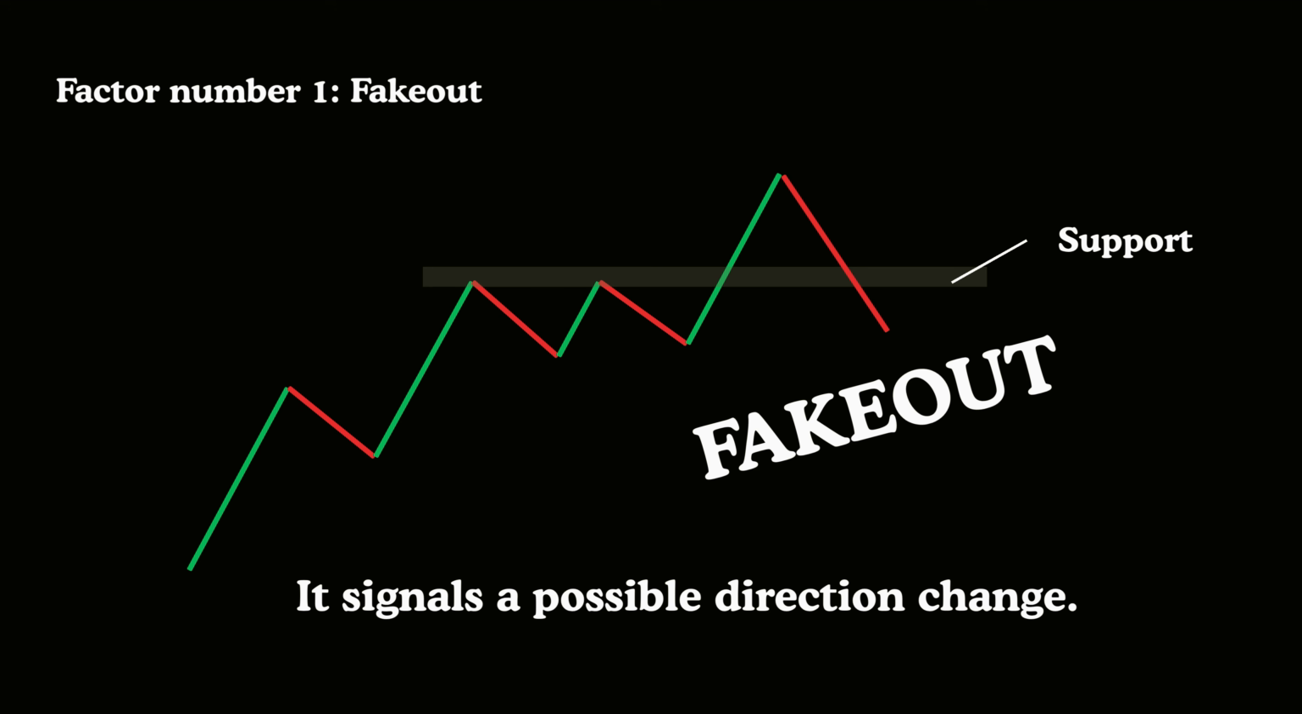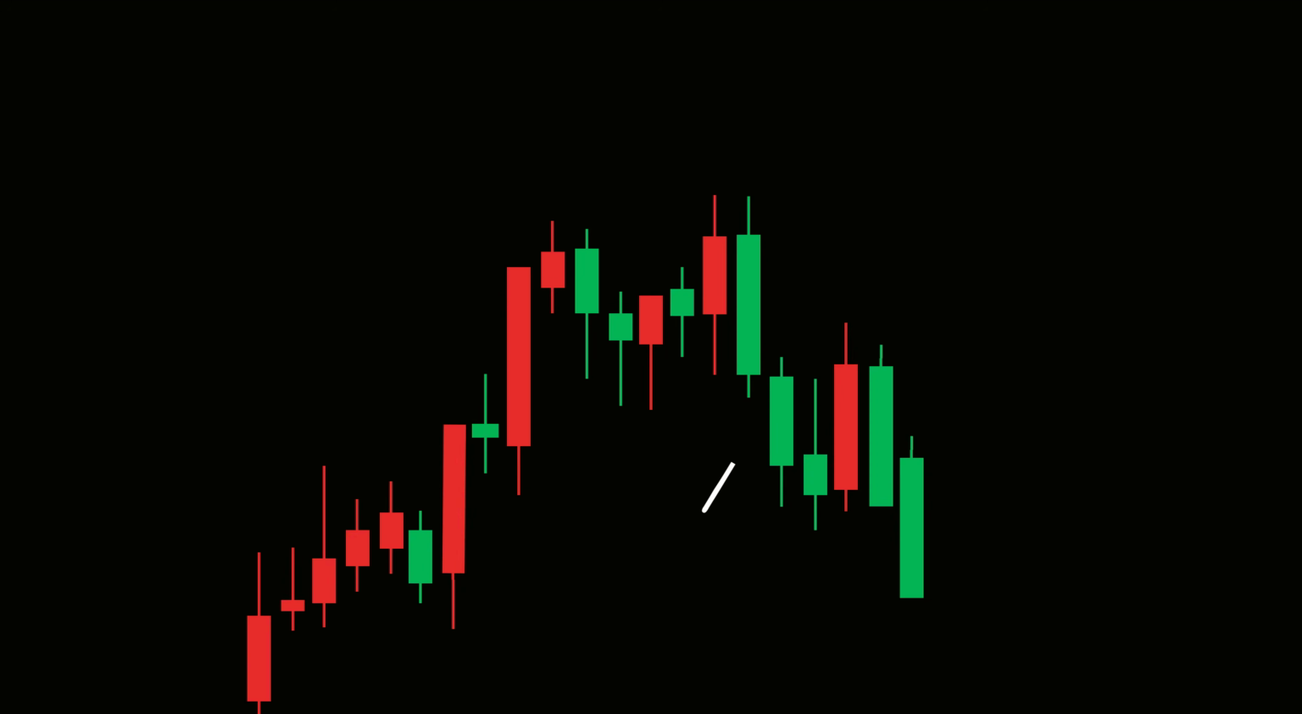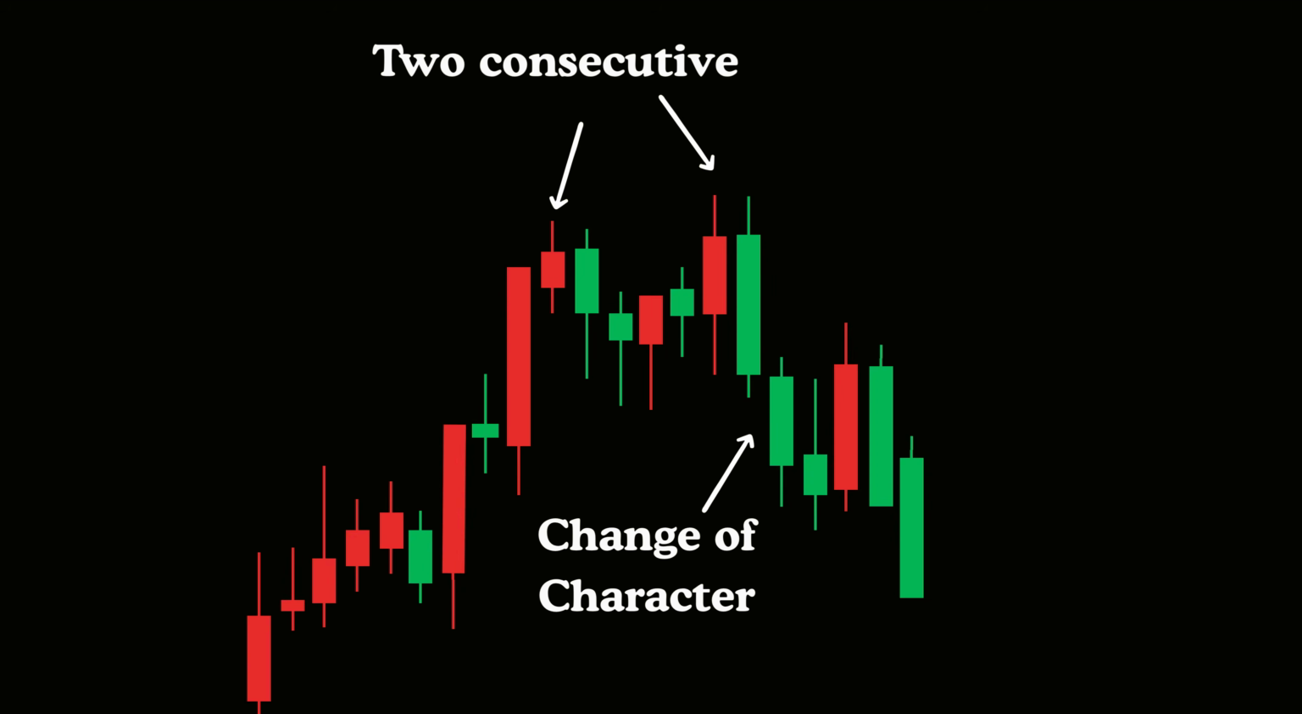To spot a confirmed change of character, first, we mark the lowest point of the latest swing low that created 2 consecutive highs. Then if we get a break and close below this low, it signals a possible shift in the current trend and confirms the fake out. Now let's return to the chart and read price action where the London Kill Zone begins.